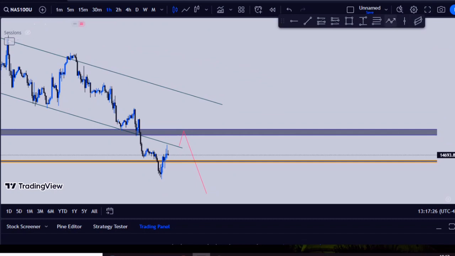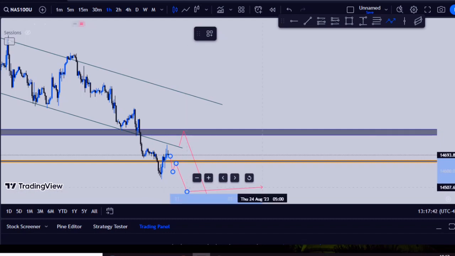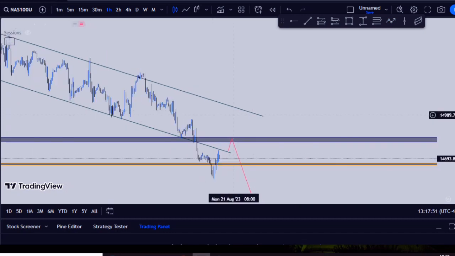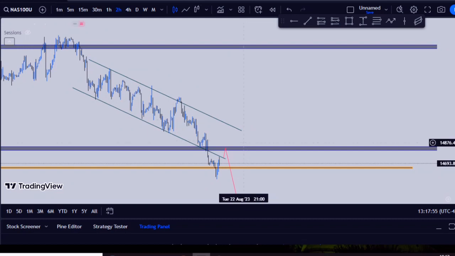Right? Once it taps into this area and sells off, or you wait for it to break out, look at what is going to happen. There are two possible things that will happen here. Either it breaks below, right? It breaks below, then taps into this area, then sells off, right? So that's what we're expecting on US30 next week.